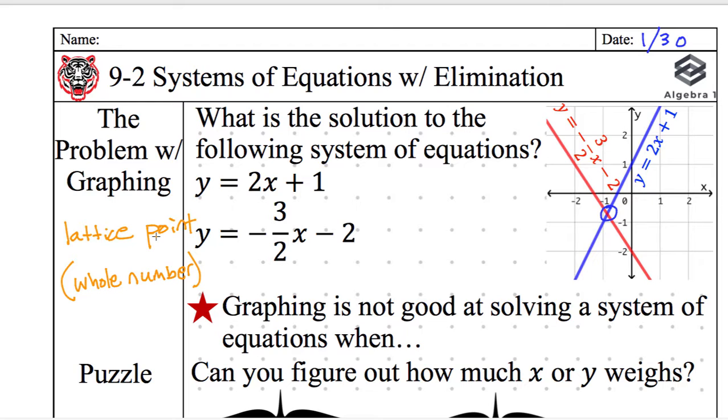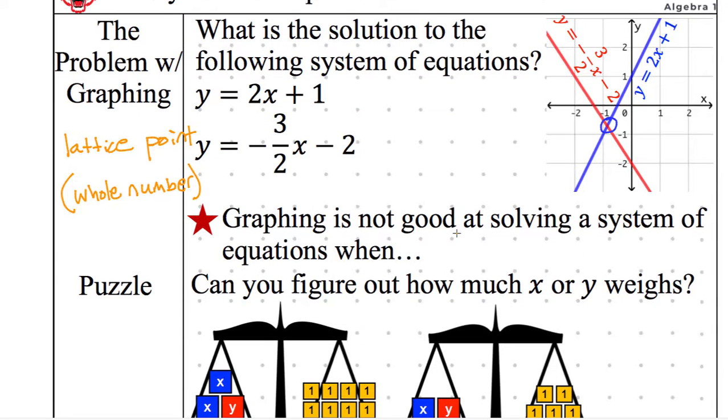All right, so it's not on a lattice point. So graphing equations is not good at solving this system of equations when it's not a lattice point. Or when, I guess what I really mean is the answer. So maybe answer is a better word. When the answer is not a lattice point.